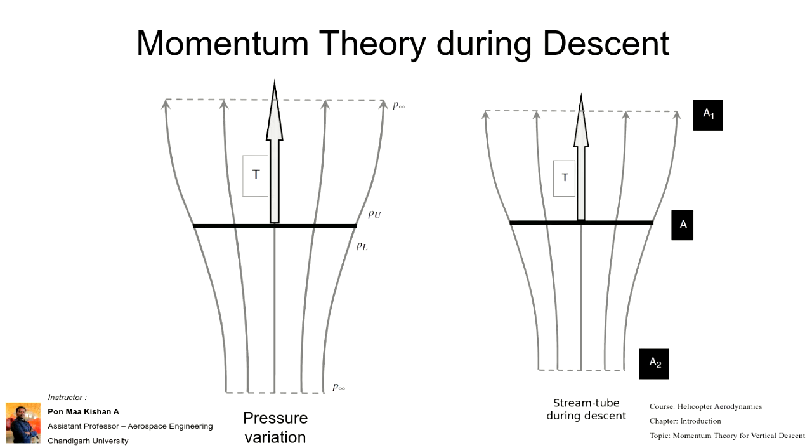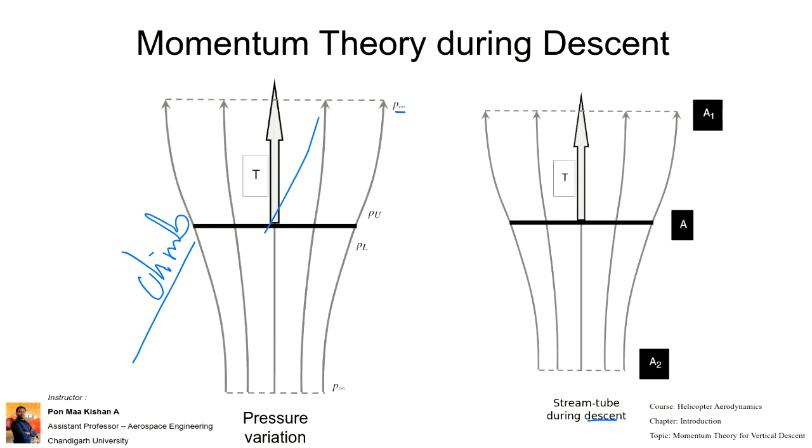So this is the pressure variation. On the left hand side, you can see the pressure variation for climb. Because of this P infinity, I am saying this is climb. Okay, P infinity is there, so we are taking it as climb. If you see over here in the stream tube, that is descent. This is climb. So the left hand side I have given with respect to climb, and the right hand side is with respect to descent.